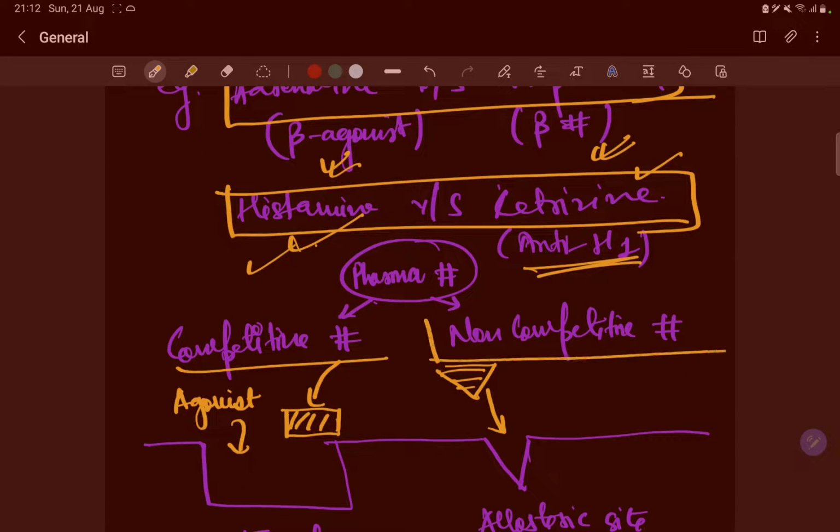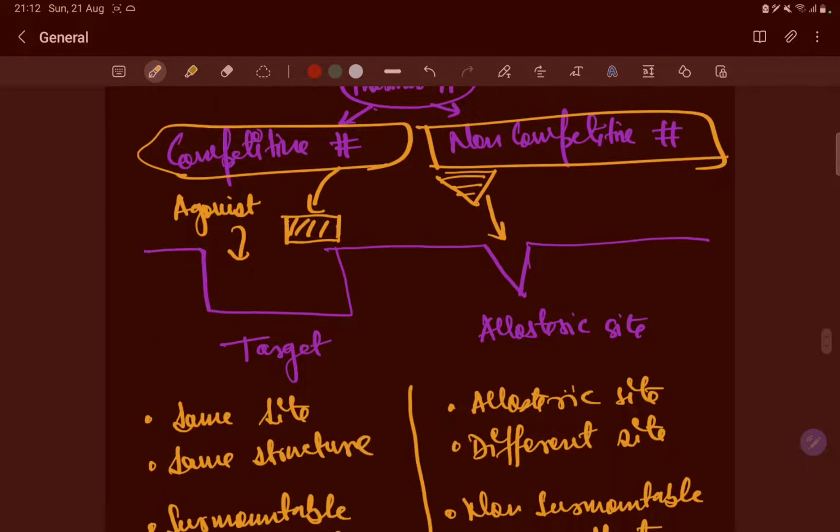They have two types: competitive antagonism and non-competitive antagonism. In competitive antagonism, the agonist as well as the blocker will act on the same target. But in non-competitive antagonism, the blocker will act on the allosteric site, a different target.